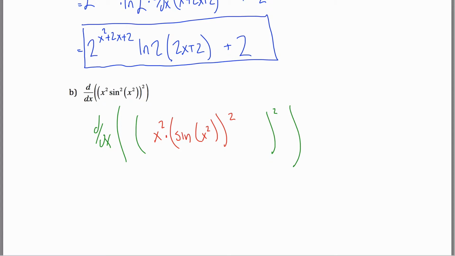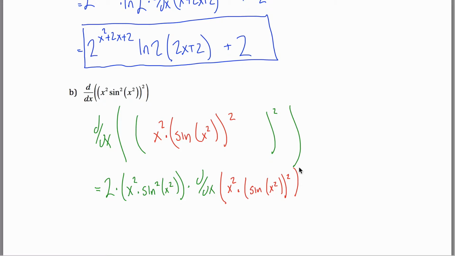So my outermost layer is this stuff in green right here. So if I take the derivative using the chain rule, I get 2 times, and then I'm going to leave all this stuff in red alone, x squared times sine of x squared squared, which you could write like that if you felt like it. But then I'm not done. I still have to multiply that by the derivative of all the stuff in red, which was x squared times the sine of x squared squared.